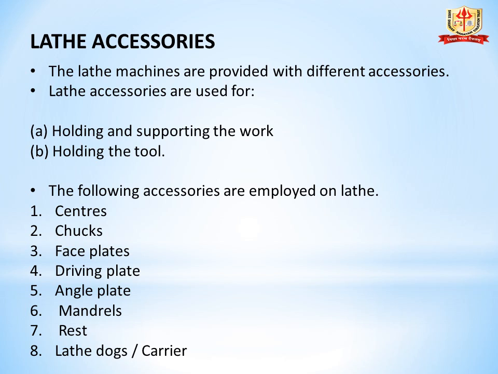The following accessories are employed on a lathe. First is center, second is chucks, third is a face plate, fourth is a driving plate, fifth is an angle plate, sixth is a mandrel, seventh is a rest, and eighth is a lathe dog or carrier. These are some accessories which are used in lathe machines.